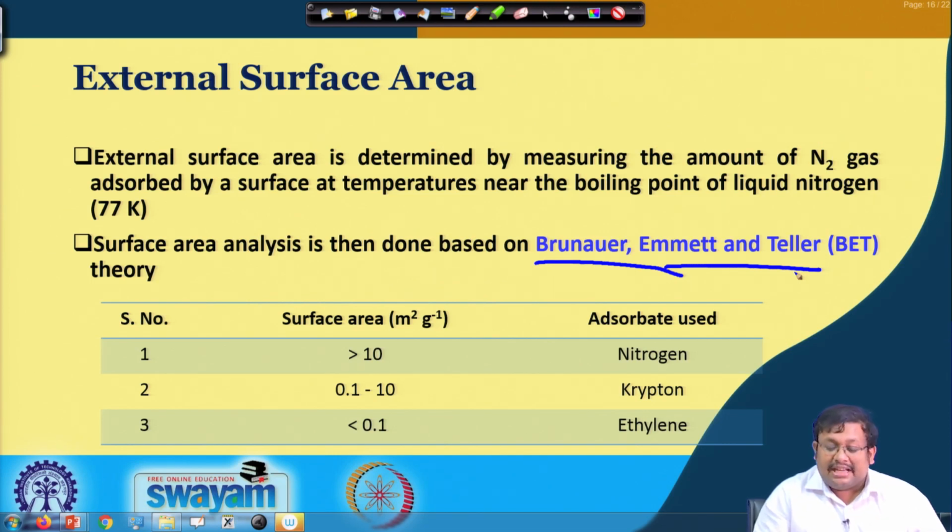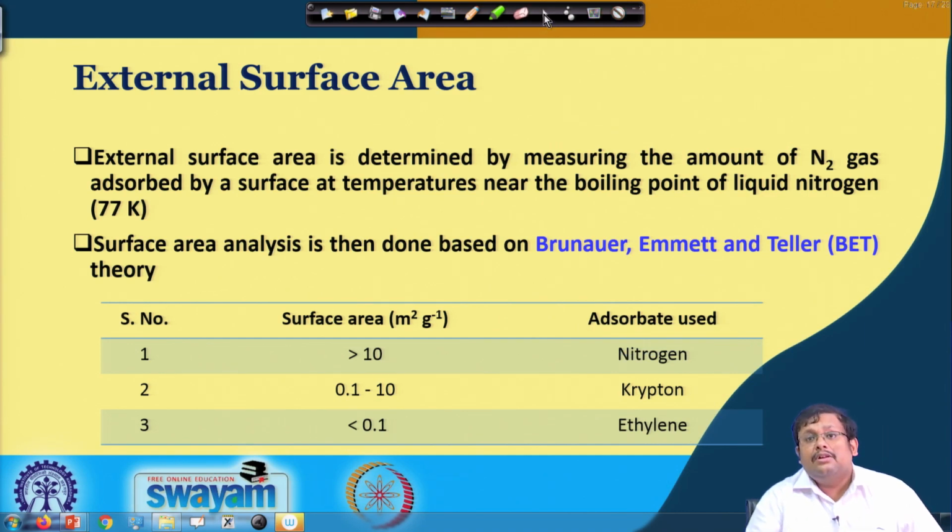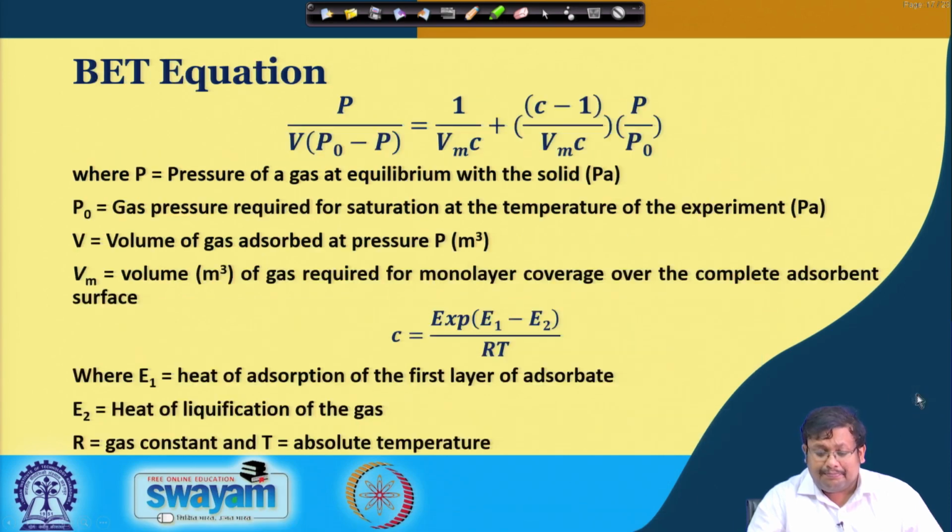So, depending on the surface area, we use different types of adsorbate. For example, if the surface area is greater than 10 square meter per gram, we will use nitrogen. If it is between 0.1 and 10, then we will be using krypton gas. If it is less than 0.1 square meter per gram, we will be using ethylene. So, let us see how BET theory explains the calculation of surface area.